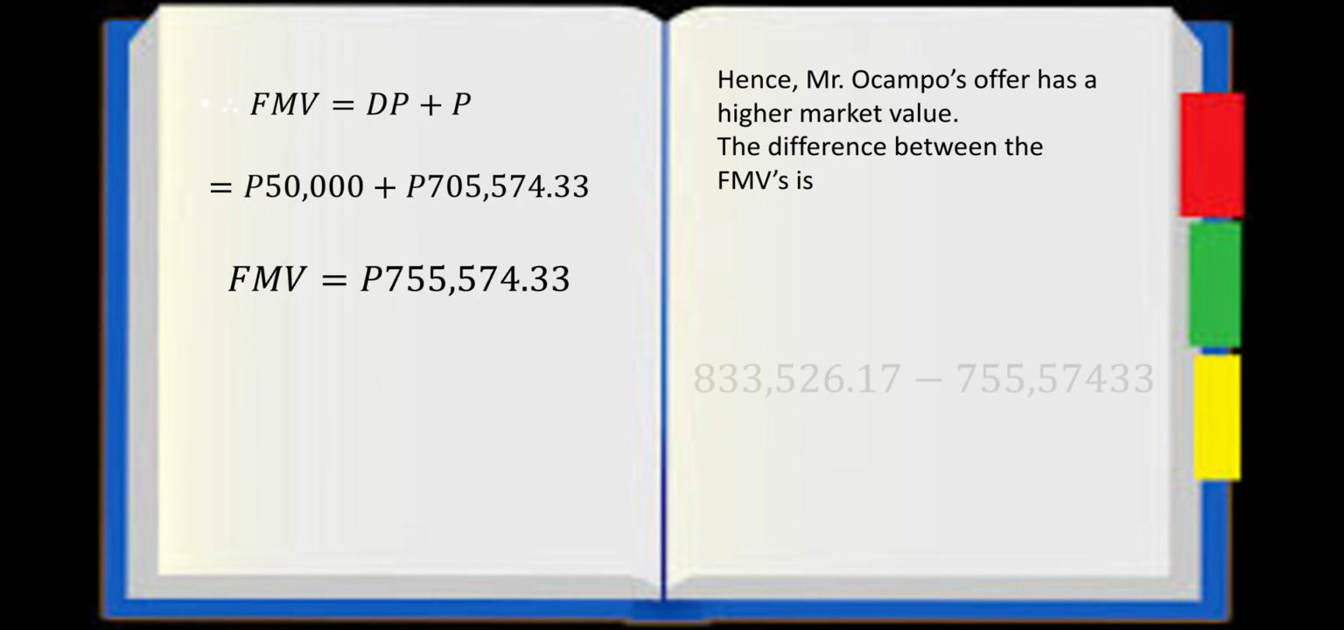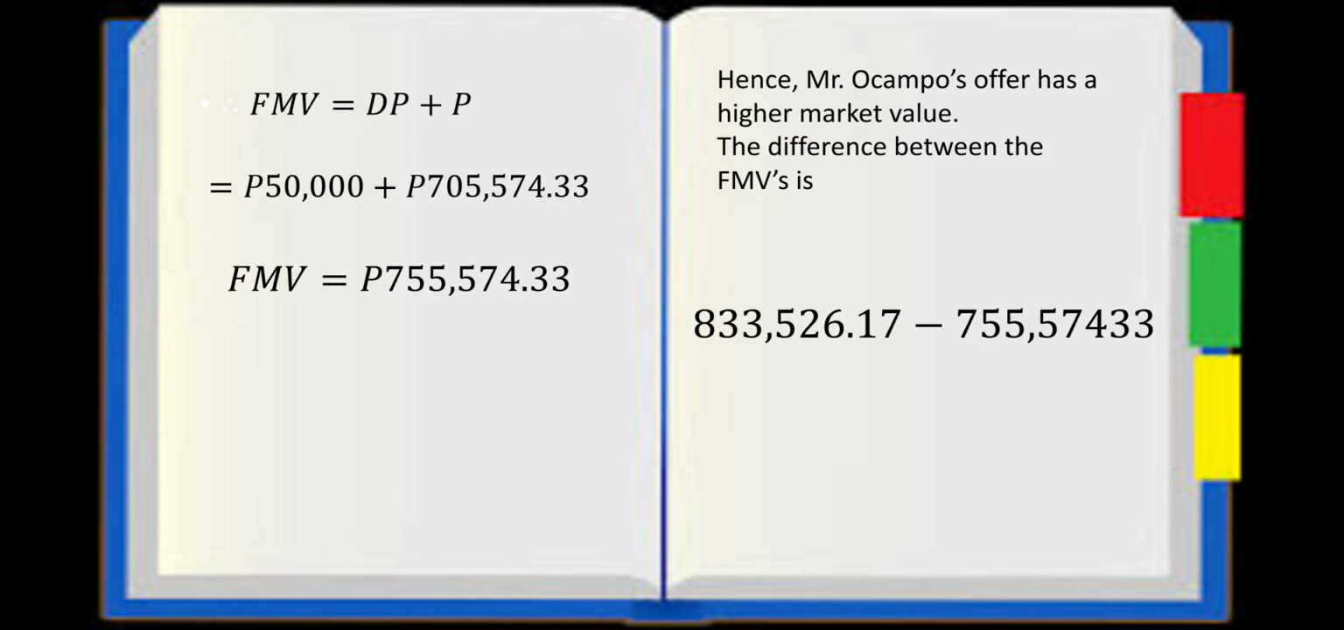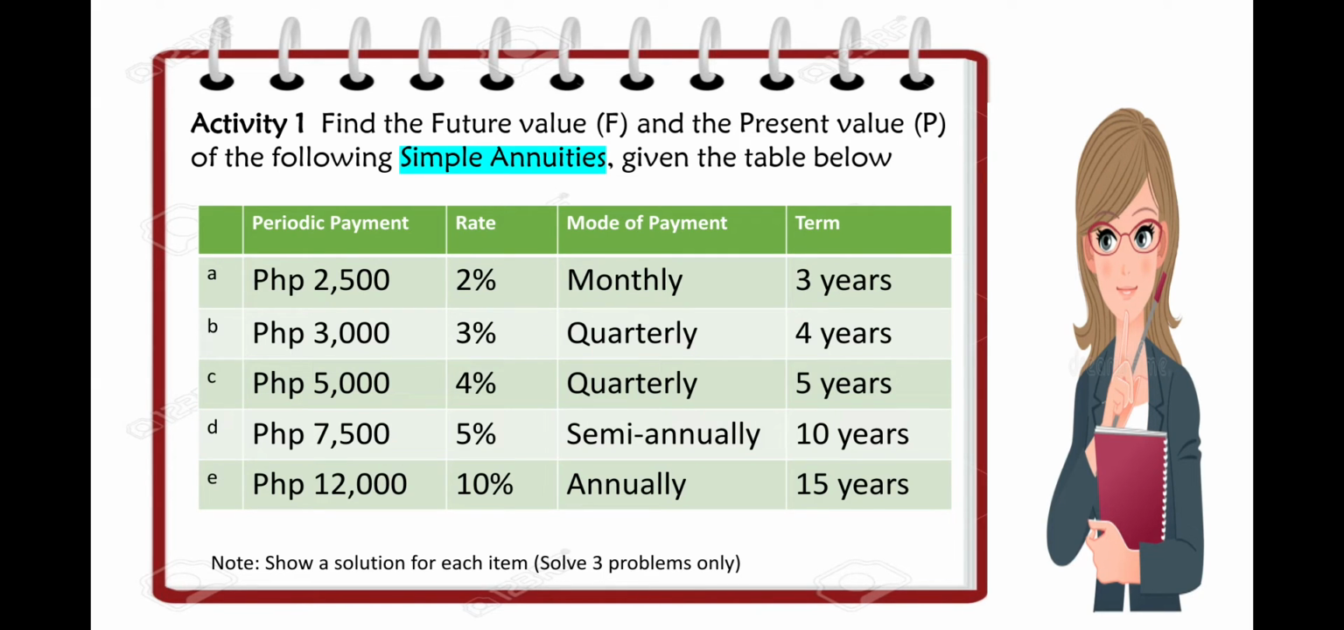The difference between the fair market values is 833,526 pesos and 17 centavos minus 755,574 pesos and 33 centavos is equal to 77,951.84. So for your Activity 1, you're going to find the future value and the present value of the following simple annuities. So given the table, we have A, B, C, and D, wherein given is the periodic payment, the rate, mode of payment, and term. So you're going to show your solution for each item.